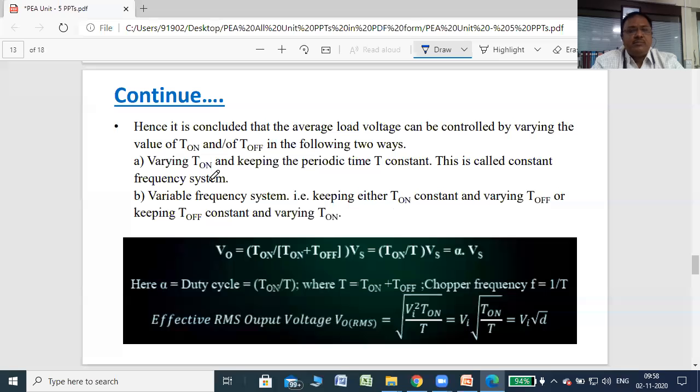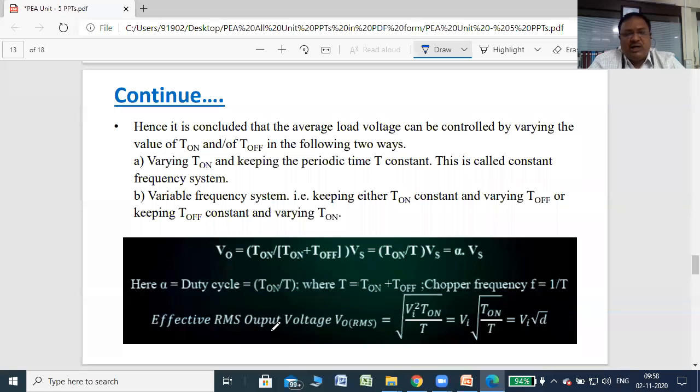So hence we conclude that the average load voltage can be controlled by varying the value of T on and T off, right? So varying T on and keeping the period time constant is called a constant frequency system or a PWM scheme. And a variable frequency system is keeping either T on constant and varying T off, or keeping T off constant and varying T on, right? So automatically your frequency is changing.